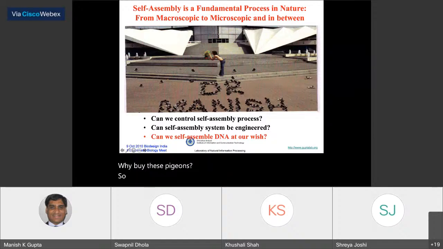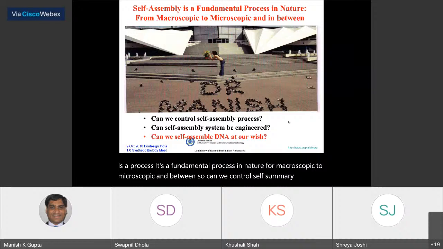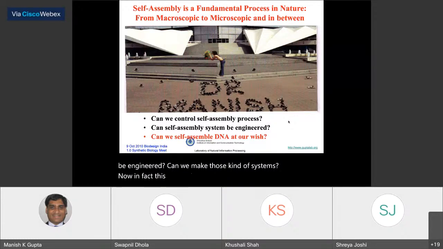So self-assembly is a fundamental process in nature, from macroscopic to microscopic and in between. Can we control the self-assembly process? Or we can ask, can we self-assemble systems which can be engineered? In fact, in this course we will focus more on, can we self-assemble DNA at our wish? And can we do DNA computation? That's the question we are going to answer, in a variety of ways. You can see how we can control DNA, and plenty of opportunities are available for you to control the DNA. Okay.